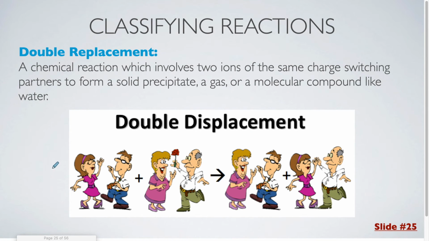For our analogy here for a double replacement or a double displacement, we have two couples dancing, and then this time they both switch and we end up with two new couples.